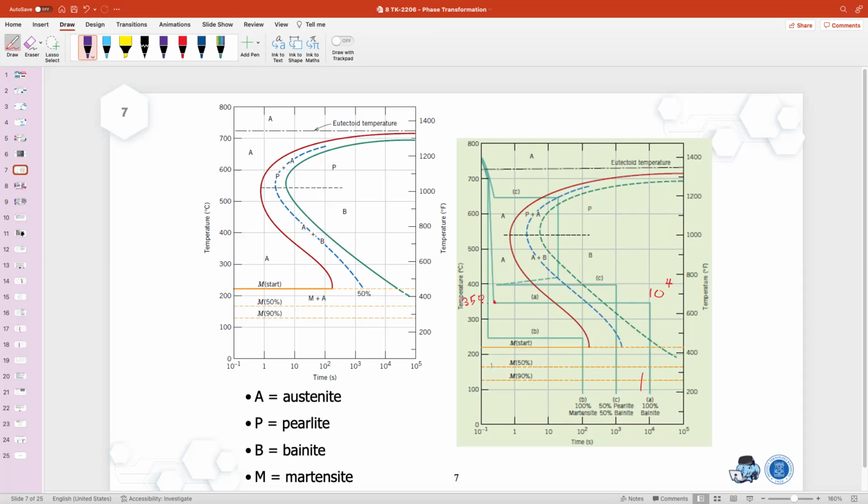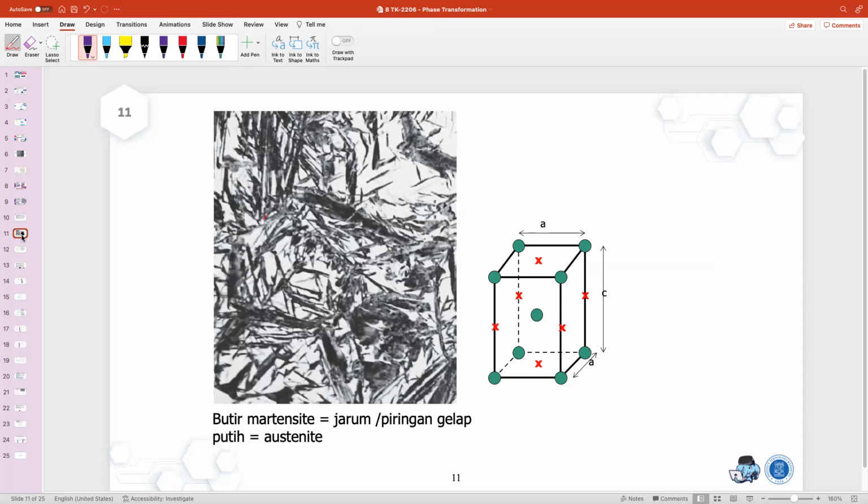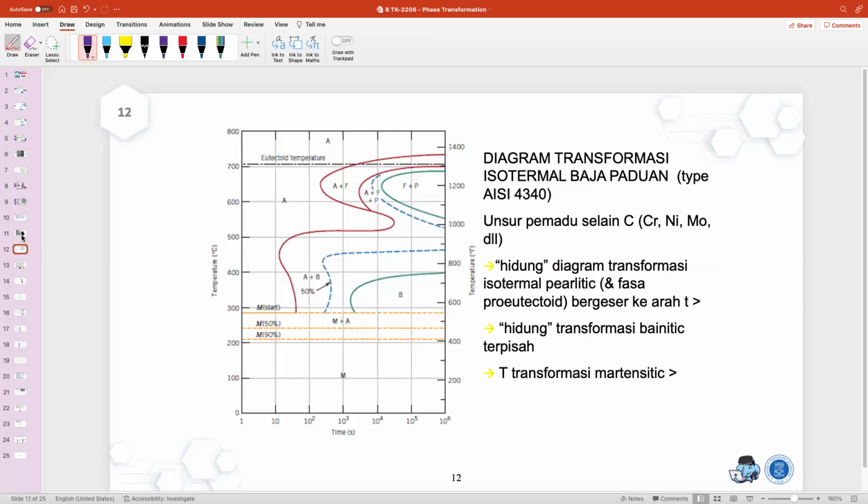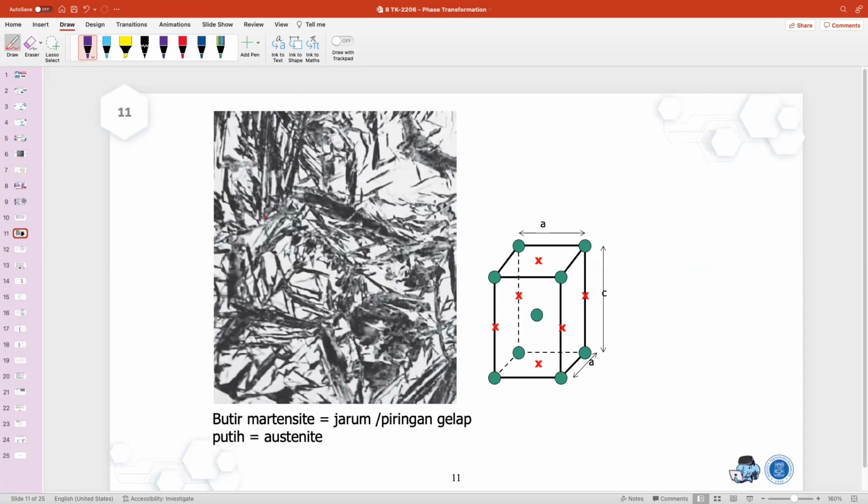Okay, so 100% of martensite, and then what is martensite? So we can see that this is the martensite. Okay, it is again similar to the bainite, but it's actually a mixture of needles and then some plates. Okay, so this is all the martensite. And then it is very strong. It is the strongest alloy compared to the perlite and the bainite.